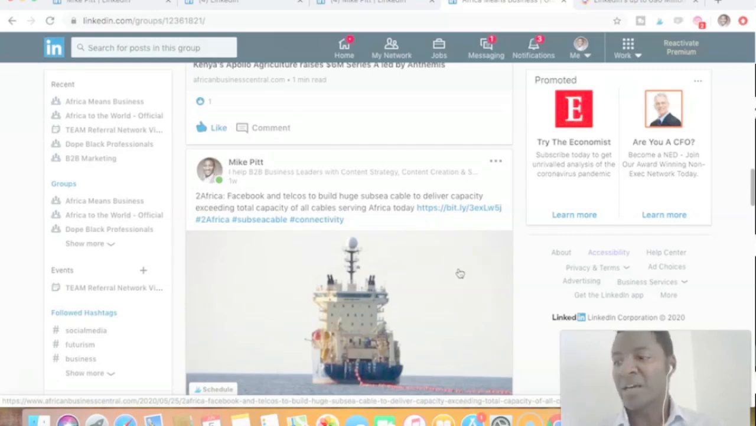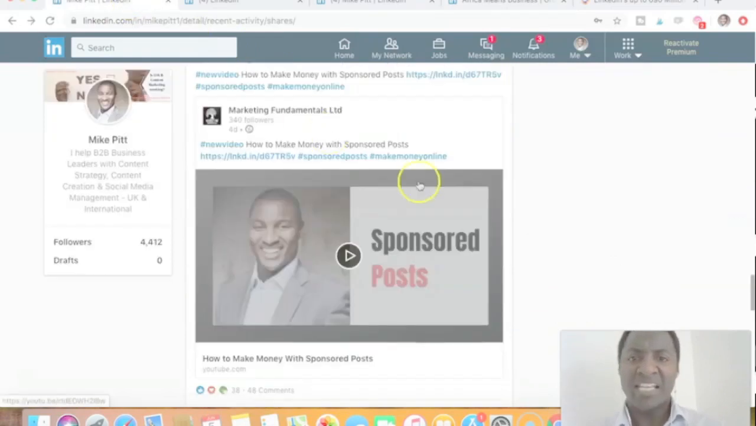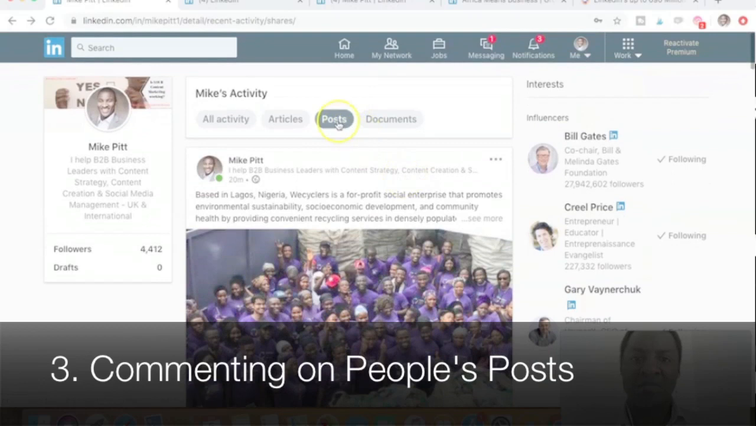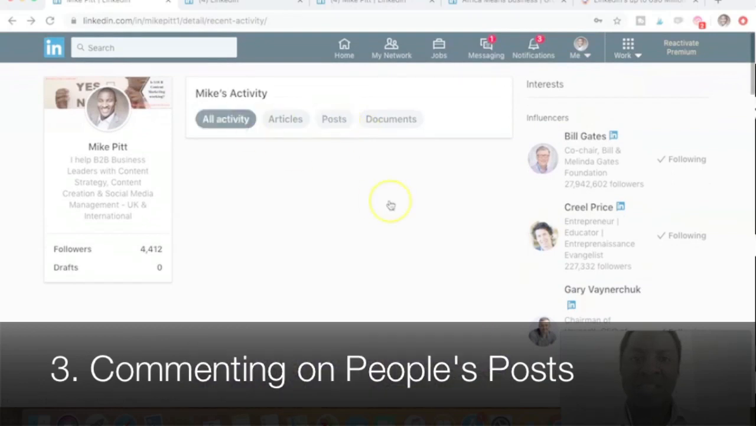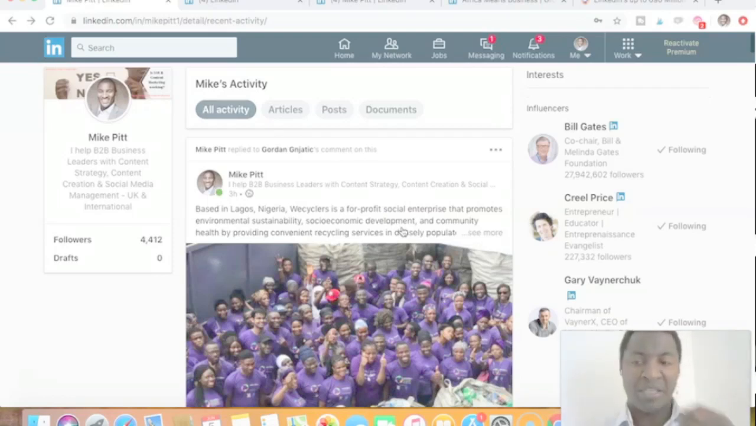The third way that I want to mention is, and we're going to go back to the personal profile, being very active and commenting on other people's posts. So instead of looking at posts, I'm going to look at all activity. I'm not going to scroll down because when I did a rehearsal for this, there's too much scrolling.